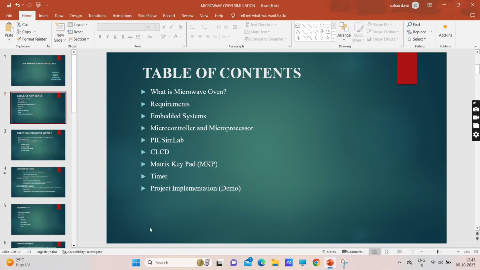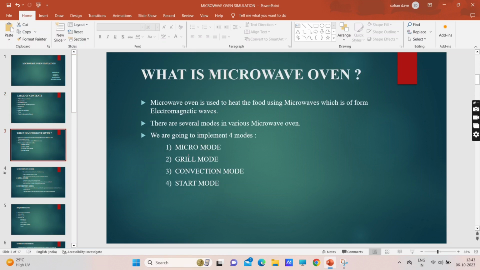So the question is, what is microwave oven? So it is basically an instrument used to heat food using microwaves, which is in the form of electromagnetic waves. So there are several modes we will be using in this. First one is micro mode, grill mode, and the third one is convection mode, the fourth one is start mode.